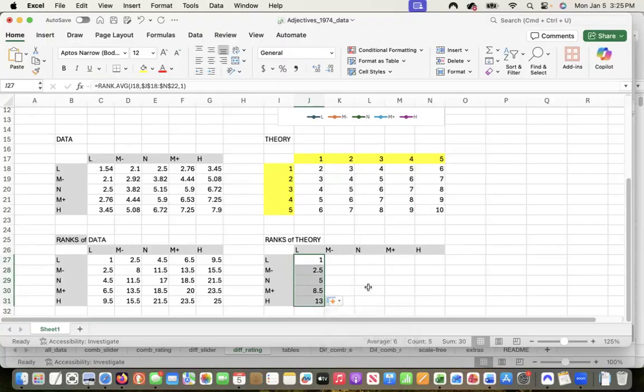And I'm using the autofill handle here to drag it over. And you notice it's correlated with it already. The smallest number is the smallest, biggest number is the biggest. But notice we have a 9.5 over here and a 13 in this column. So this thing is still, well, it's different from the rank order of the data. And the theory matrix isn't quite matching up yet.